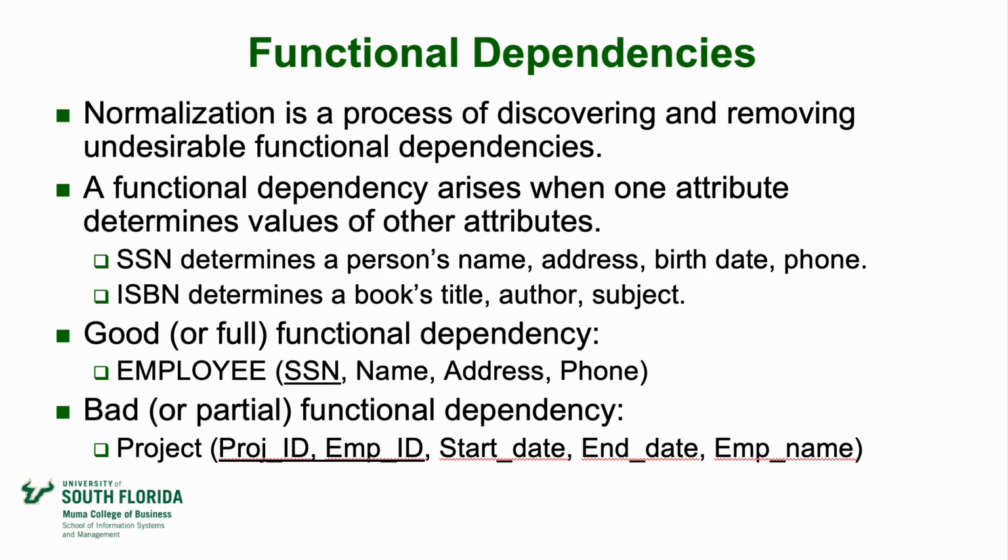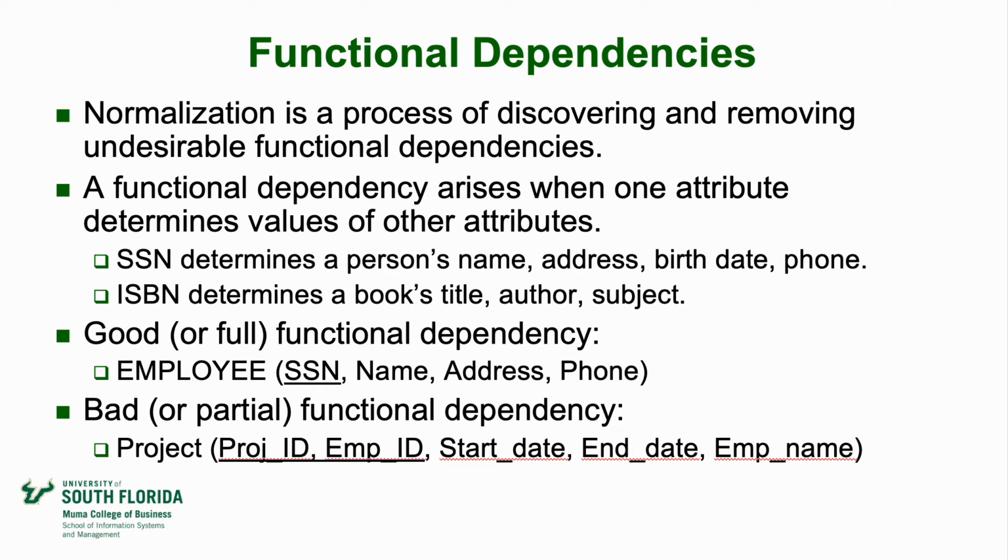Normalization is the process of discovering and removing undesirable functional dependencies. A functional dependency arises when one attribute determines the values of other attributes. For example, a social security number determines a person's name, address, birth date, phone, and an ISBN determines a book's title, author, subject, and so on.